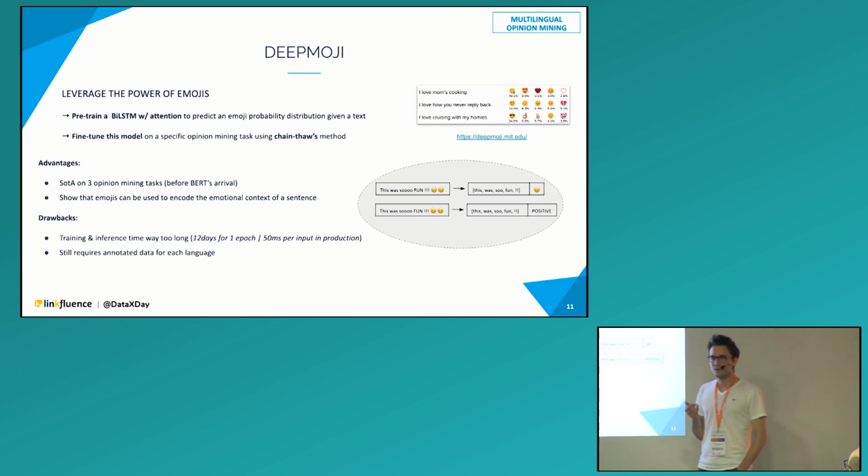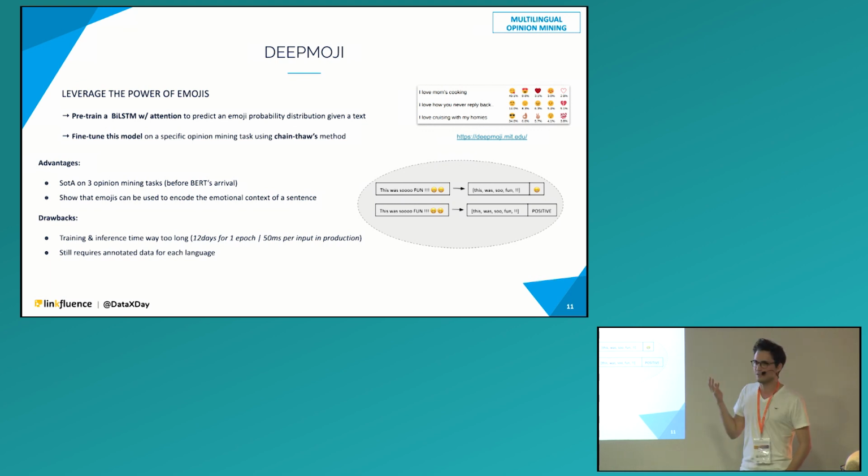Yeah, that was before Bert's arrival, but we launched the project before Bert, so that's why we focused on this model. And the most important for us is that they showed that emoji can be used to encode the emotional context of a sentence through this pre-training method. However, we couldn't use this as is because it has 2 major drawbacks when you remember our challenges.